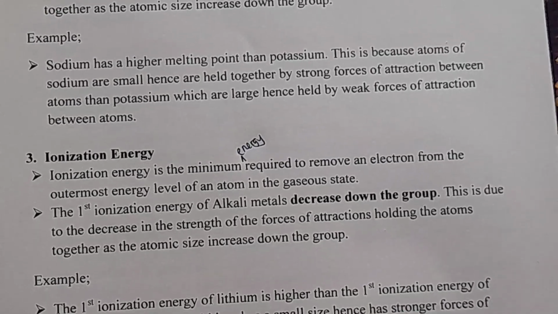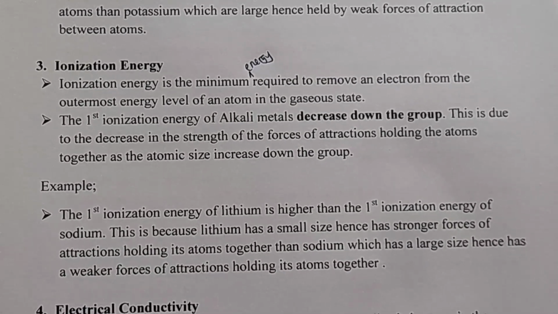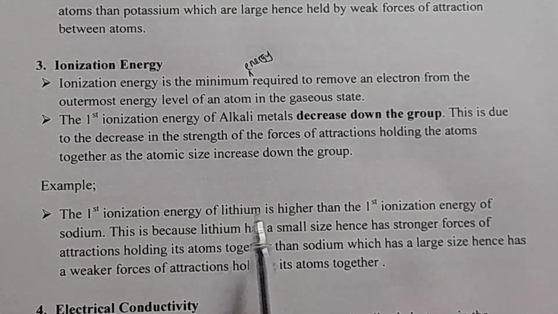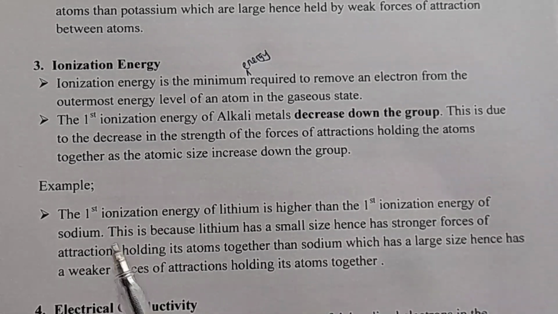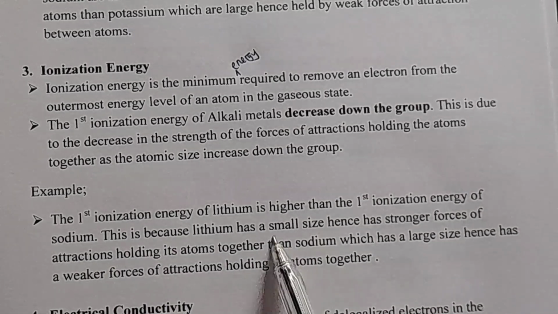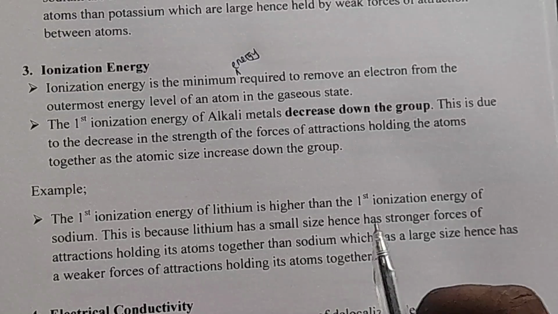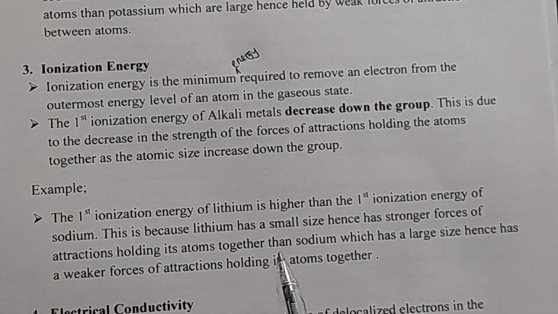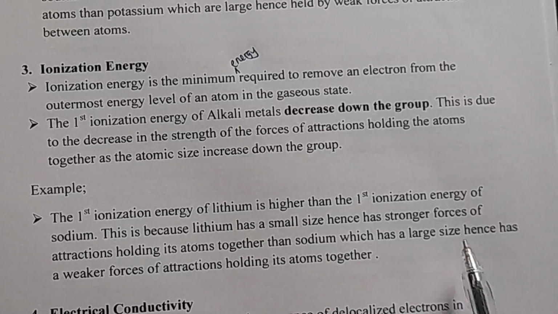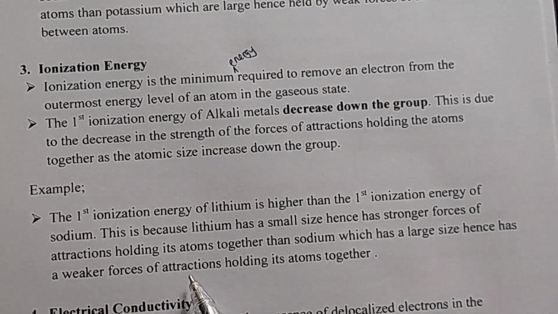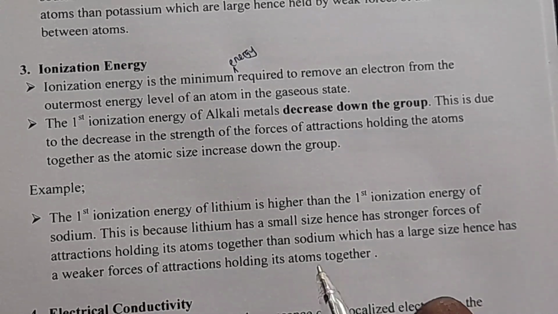To see, comparing the first ionization energy of two alkali metals, we are told the first ionization energy of lithium is higher than the first ionization energy of sodium. This is because lithium has a smaller atomic radius, hence has stronger forces of attraction holding its atoms together. Sodium has a large atomic size, hence has a weaker force of attraction holding its atoms together.